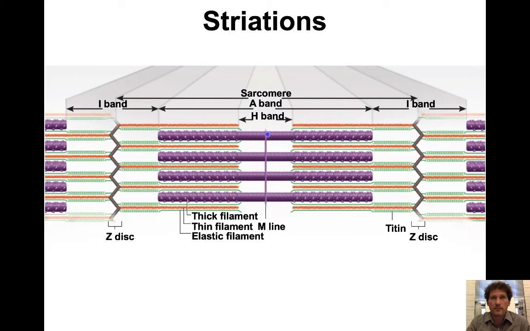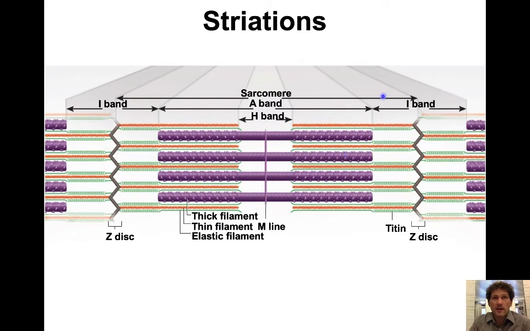The M line is in the middle of what's called the H band, and in this H band, it's just thick filaments. We don't see any overlap. In the A band part here, it's darker staining, and this is where we see the overlap between the thin filaments and the thick filaments. We can see these tiny little heads, and we're going to learn a little bit more about how they are responsible for pulling the thin filament closer together.